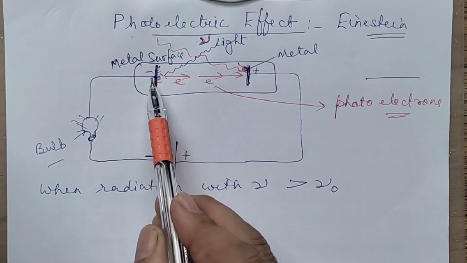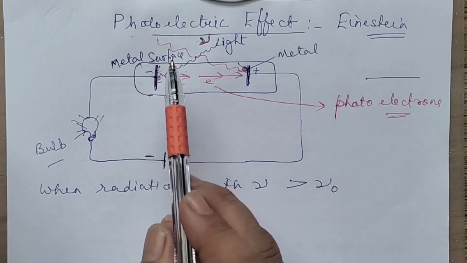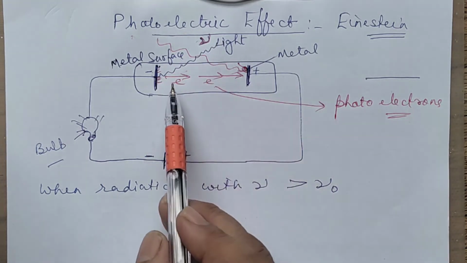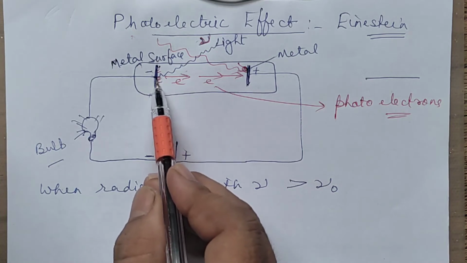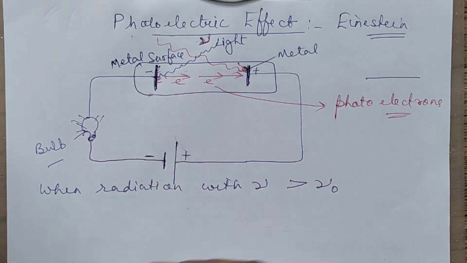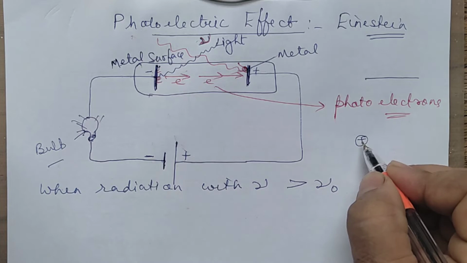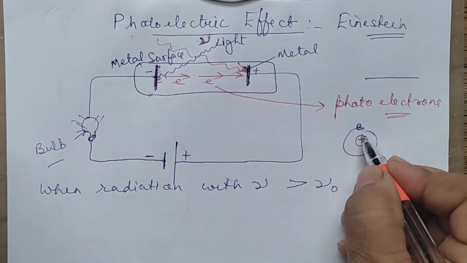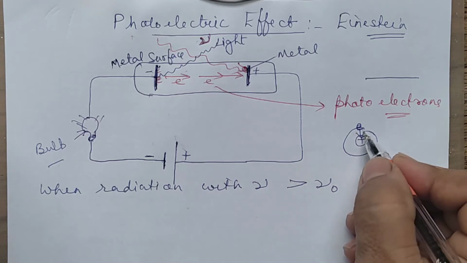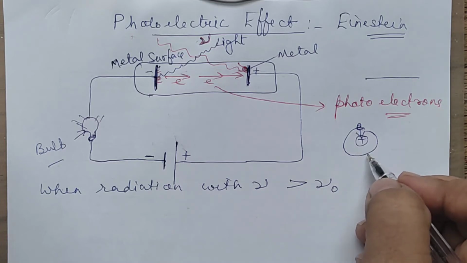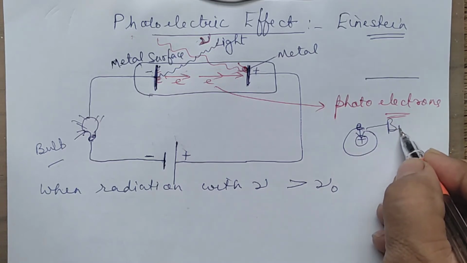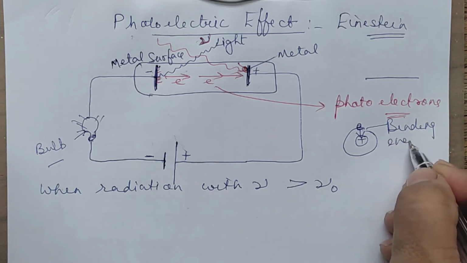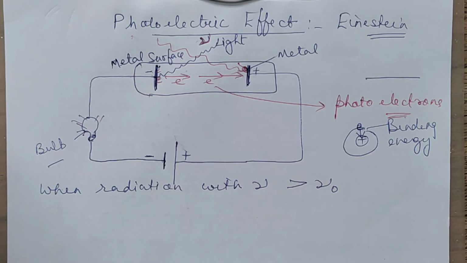the nucleus, because this electron is not just free to move. Of course, when light falls on it, it starts moving. But otherwise, the electron is attracted towards the nucleus. Suppose this was the structure of the atom, and the valence electrons present here are held towards the nucleus with some energy. That is called the binding energy. So when the light falls on the surface, they have to overcome this binding energy.